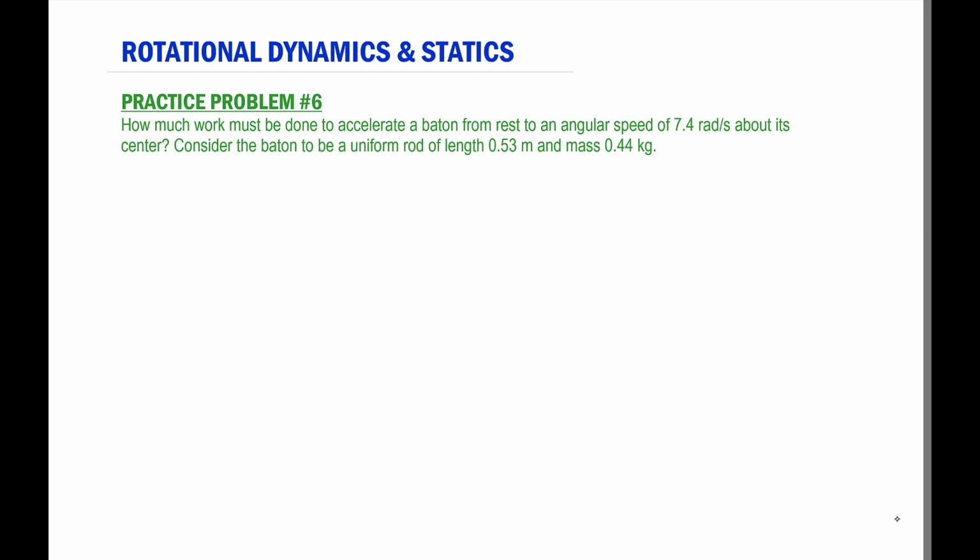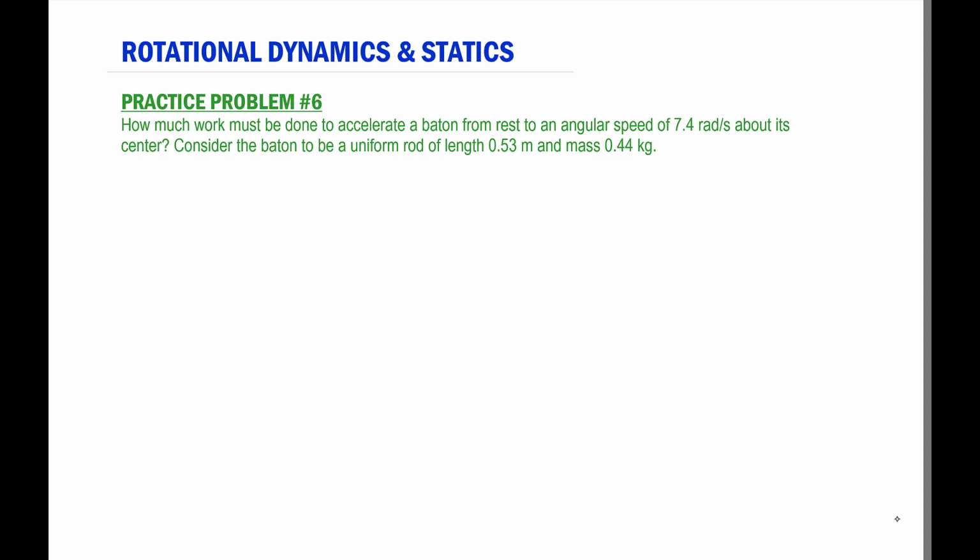So in this question, it's asking how much work must be done to accelerate a baton from rest to an angular speed of 7.4 radians per second about its center. Consider the baton to be a uniform rod of length 0.53 meters and mass 0.44 kilograms. So let's start with a plan. This is a rotational work problem. We don't need a diagram for this, but rather just a statement of givens and unknowns. We know that the baton is considered a uniform rod with mass and length, so we're going to need the correct equation for a moment of inertia.